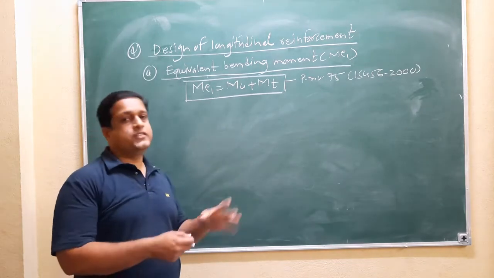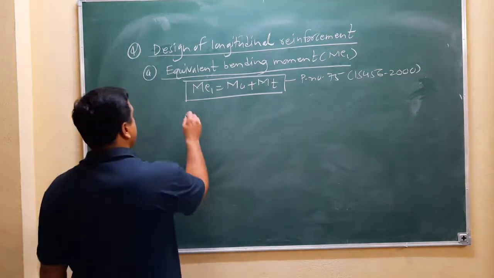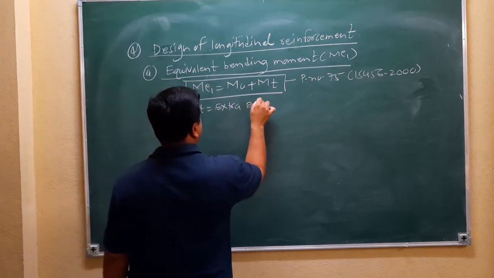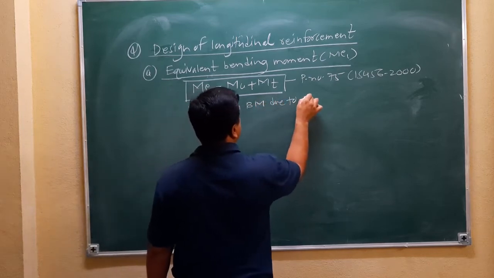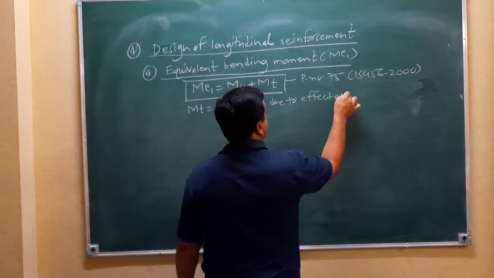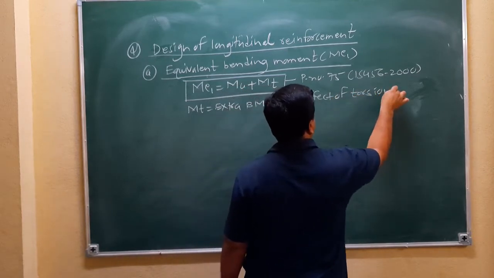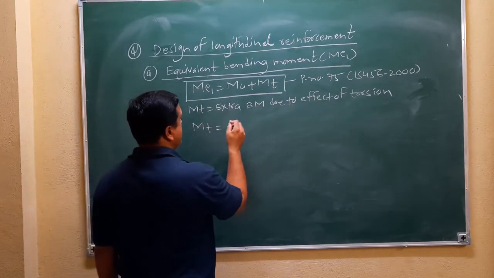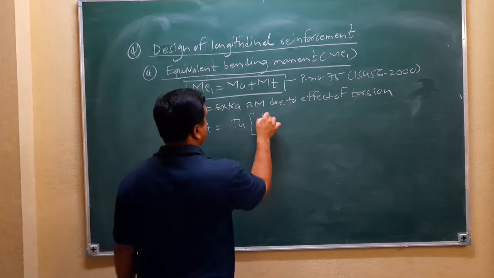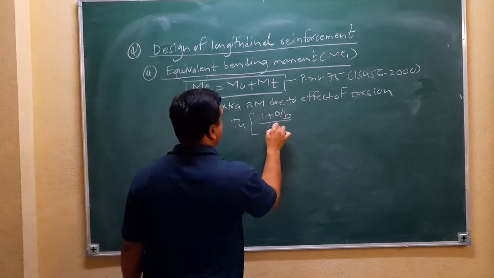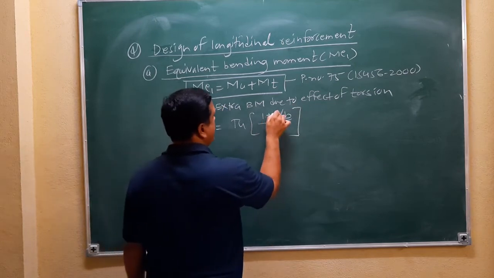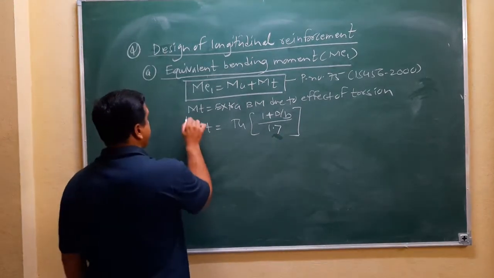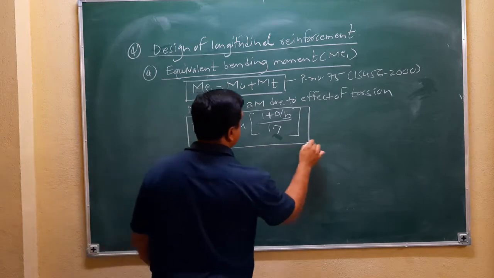Already the MU is given. What is the MT? So MT is the extra bending moment due to effect of torsion. So how to find out the MT? So MT is equal to, we have the formula TU into (1 plus capital D by B) divided by 1.7. Again, this formula is available on page number 75.